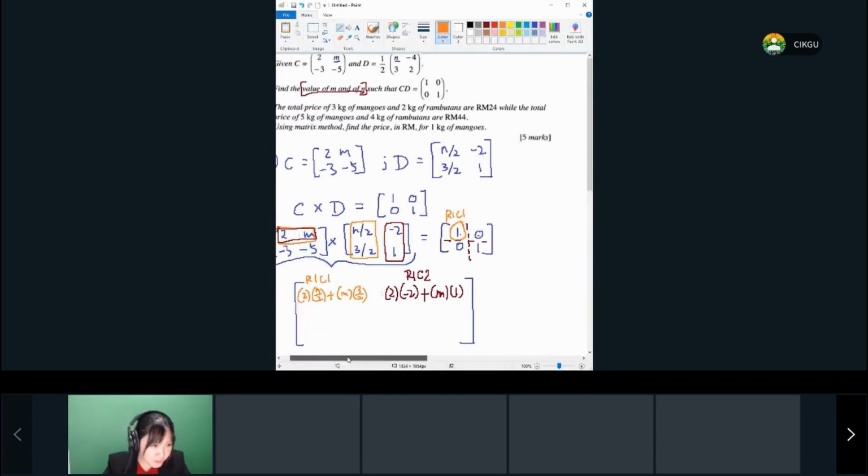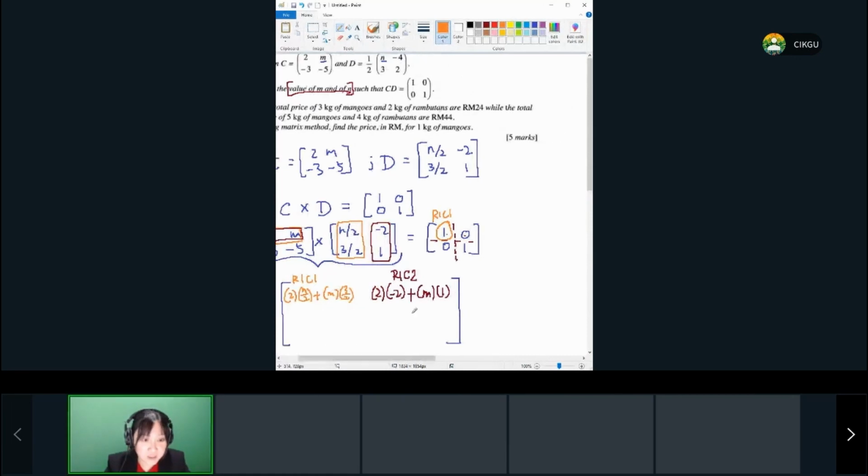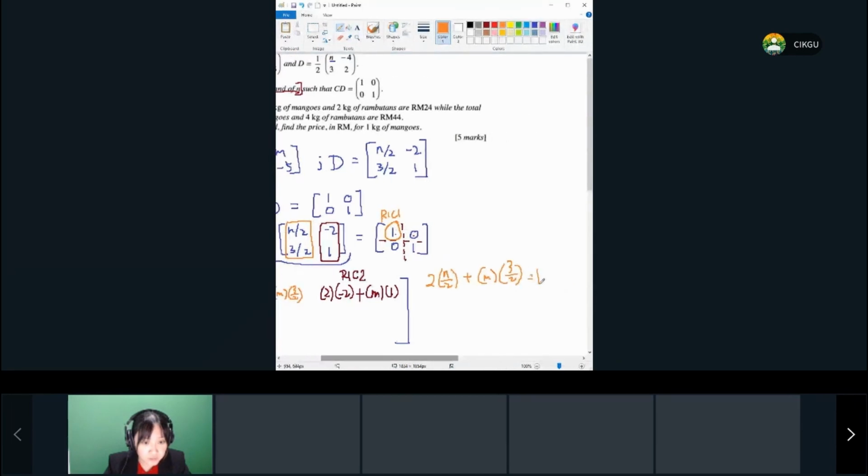I can't even read my own writing. This is N. Oh yeah, this is N. Okay, so I write here, 2 times N over 2 plus M times 3 over 2. This must equal to 1. We know for sure already. So you try to simplify this. The 2 and 2 cancel, so you're left with N plus M times 3 over 2. Nothing much you can do. Just N plus 3 over 2 M equals to 1. This is one equation already. We cannot do anything yet because there are 2 unknowns but only one equation. It's okay, we can leave it first. Let's deal with the second equation now.